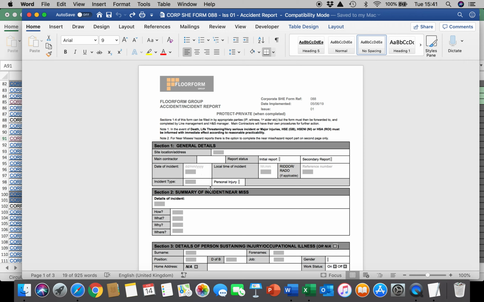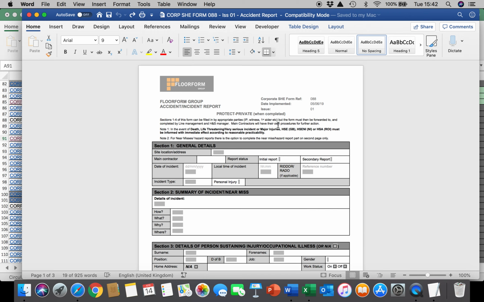Once this form is completed, it is then sent to me, and then it is held in a secure location because it has sensitive personal information on it. Okay, so if you look at it here, it says from sections 1 to 4, it can be filled in by the appropriate party. The IP is the injured person, a witness, or a first aider, or a manager, etc. Okay, but the form must then be forwarded to the completed line manager and the health and safety manager.